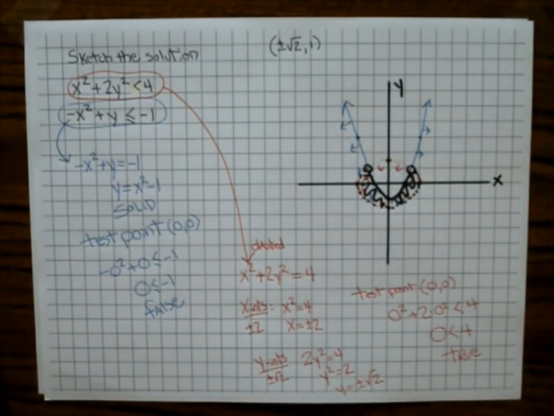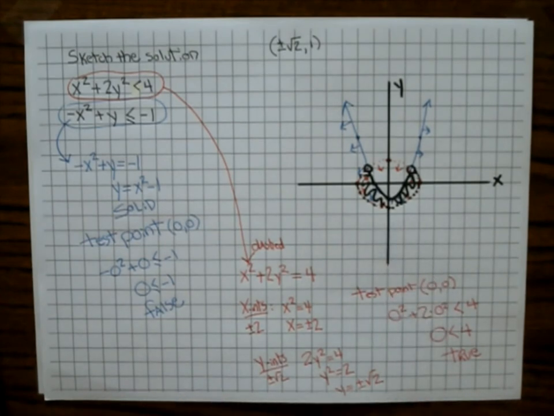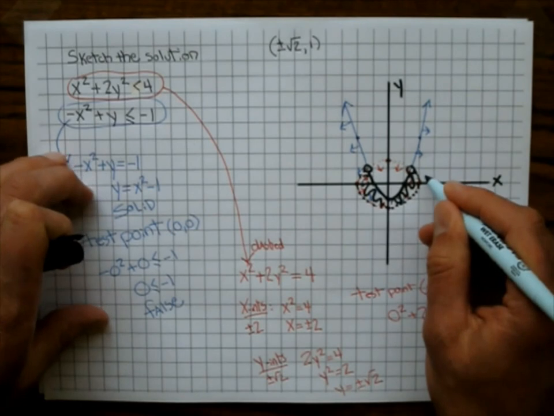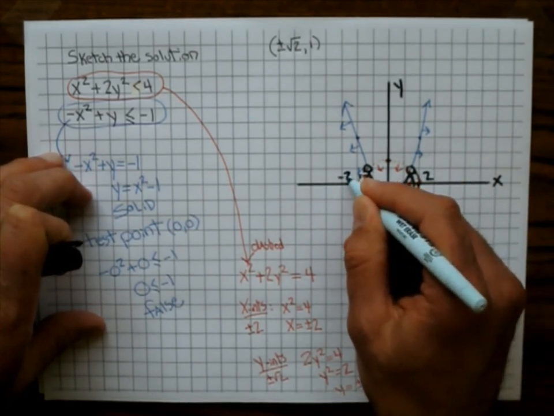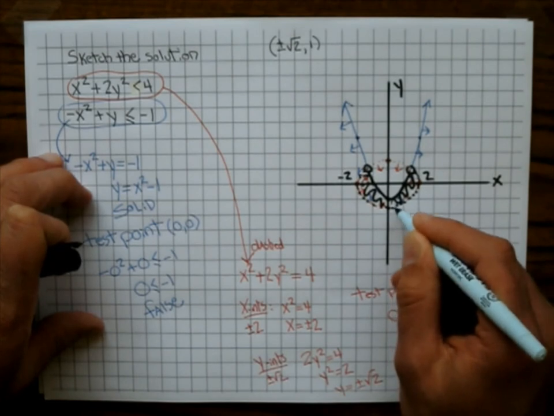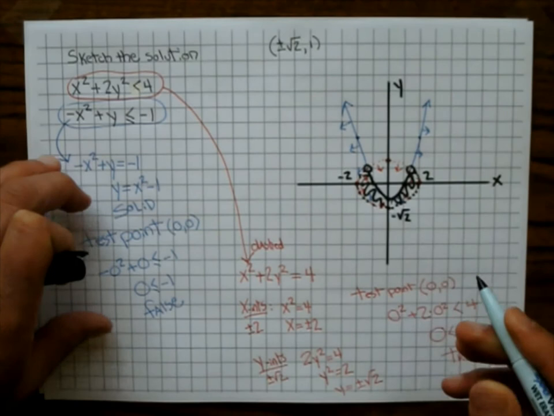And I know this seems really abstract. Like, why are we doing this? Are we art majors now? What is happening? Let me label this. This is 2, and this is negative 2, and this is negative root 2 right there.